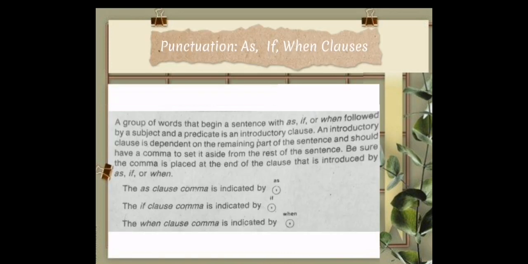As, if, and when clauses. A group of words that begin a sentence with as, if, or when, followed by a subject and a predicate, is an introductory clause. An introductory clause is dependent on the remaining part of the sentence and should have a comma to set it aside from the rest of the sentence. Be sure the comma is placed at the end of the clause that is introduced by as, if, or when. Note that the as, if, and when clauses are indicated by a comma.